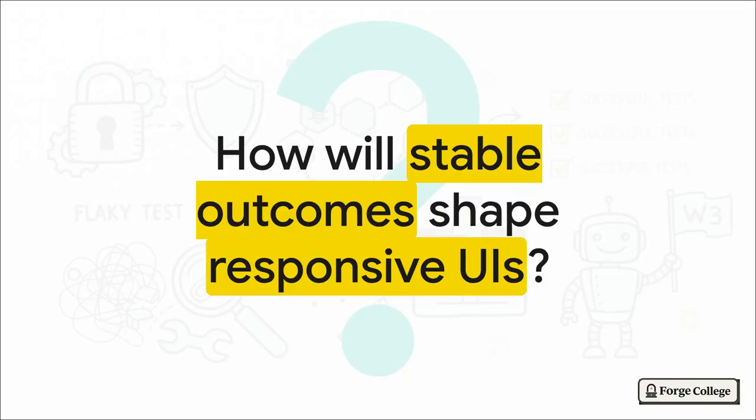Which leaves us with a pretty provocative thought for the future. Now that we have locked down our backend, how will these stable, deterministic outcomes shape the responsive dApp UIs we build next? Well, we'll be exploring exactly that in our next lesson, Designing Responsive dApp Interfaces, where we leverage these reliable event orderings to build some truly incredible user experiences.